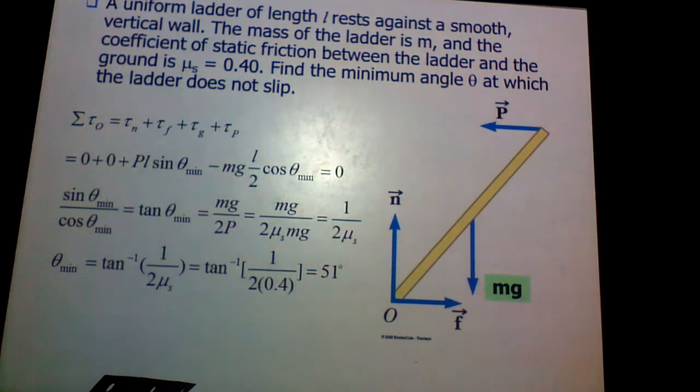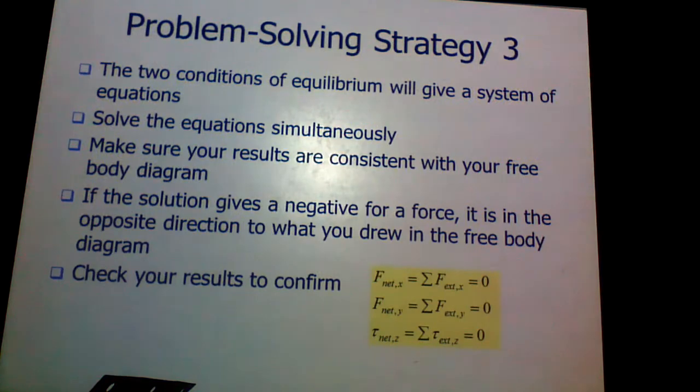And I was asked to find the minimum angle at which this ladder won't slip. So I have that value, and I want to find this. I've eliminated all of the variables that I didn't have to begin with, and I'm using the variable that I do have, so that I can find theta. So ultimately, if we plug all of that in, theta should give us 51 degrees.